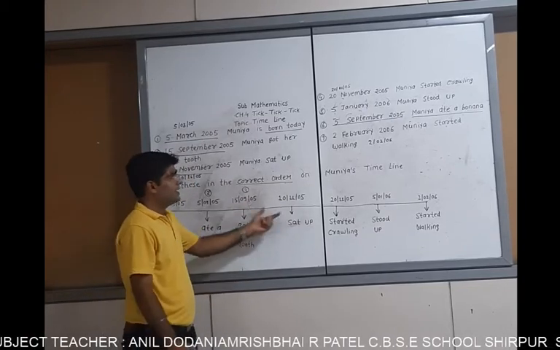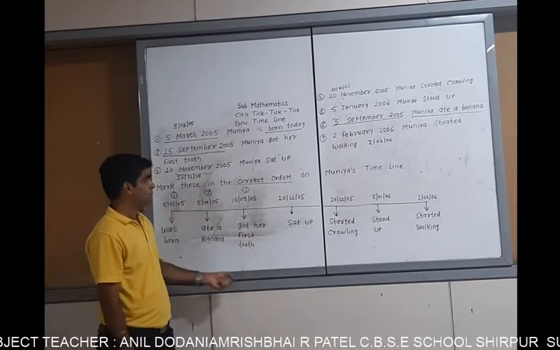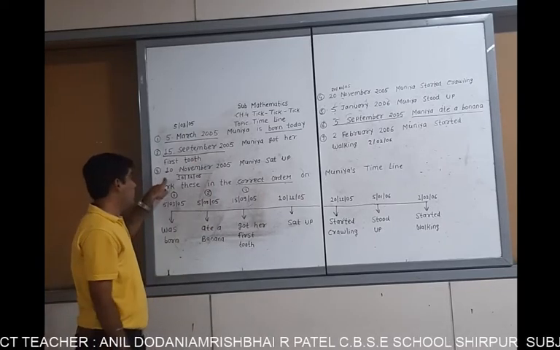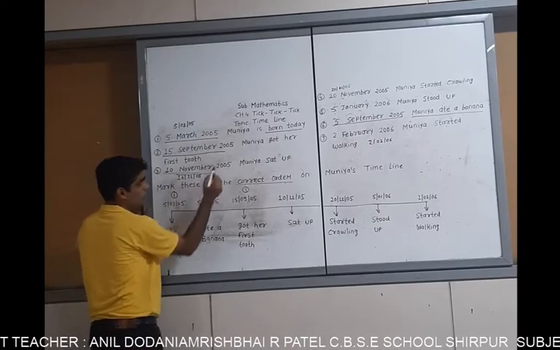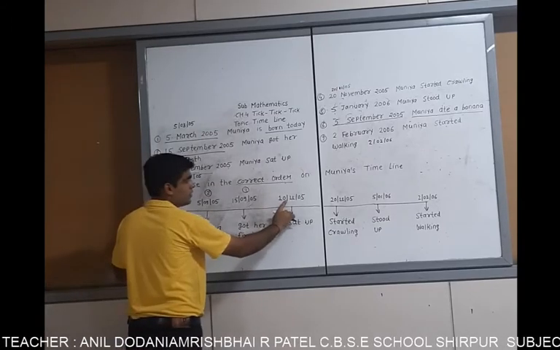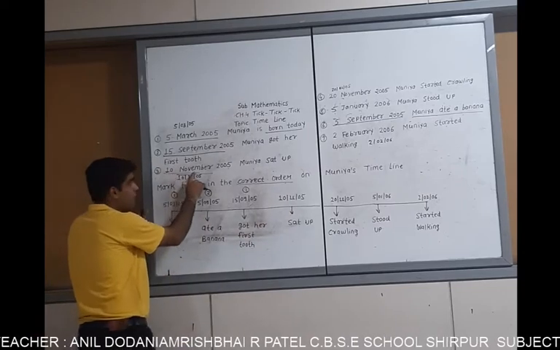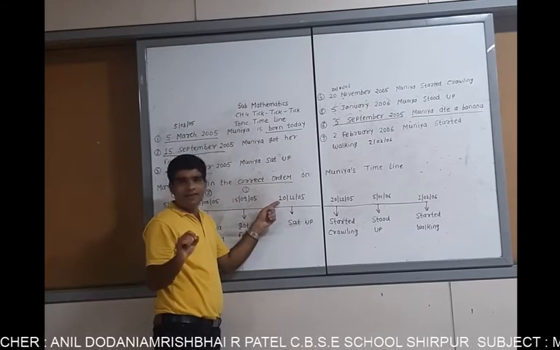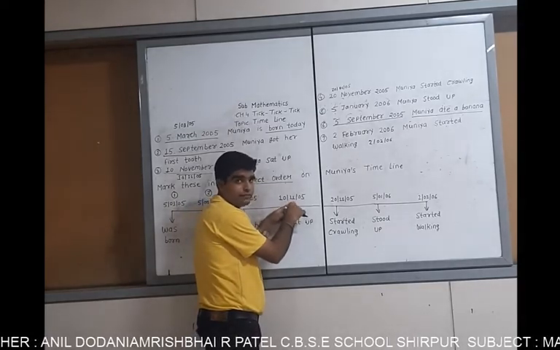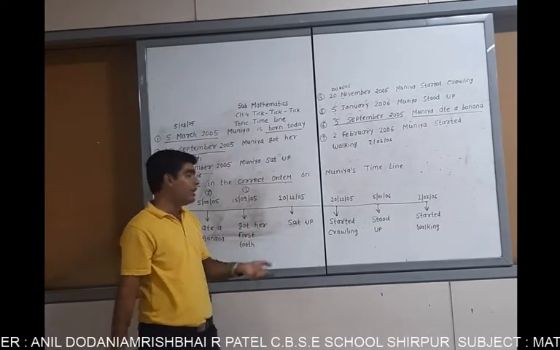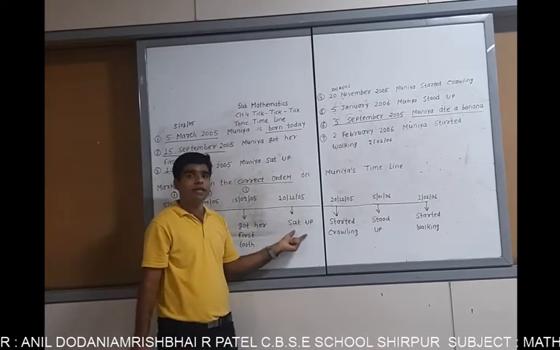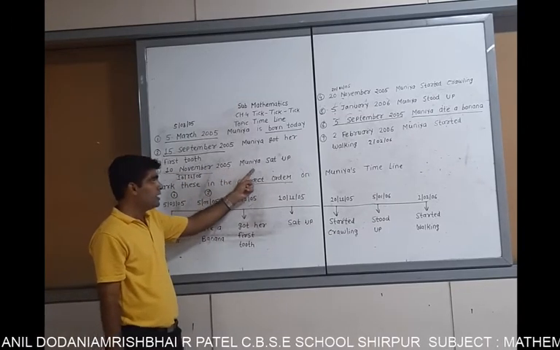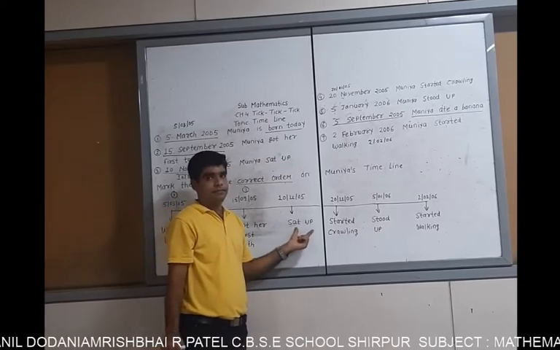Okay, now the next point. Now we have to choose the next point: September, October, and November. Now start from this November 2005. This is 10 November 2005, so we have to write 10. The month of November means the 11th month, so this is our 11, and 2005 means 05. We have to write down 05. Therefore, for 10 November 2005, Munia set up. So we have to write down 'set up'.